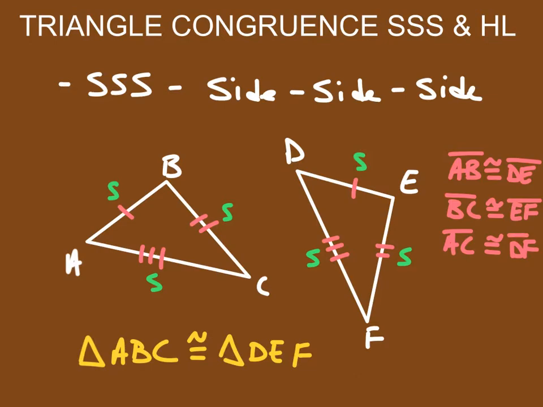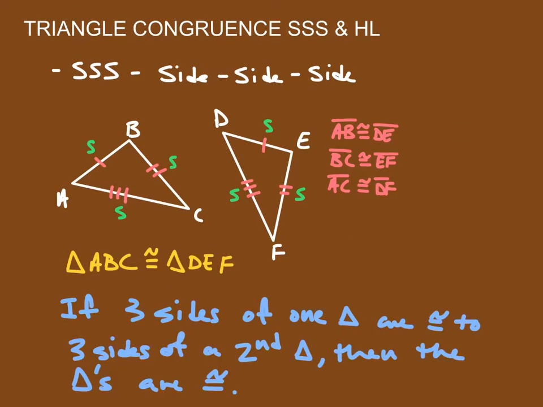So let's write out a definition for this. That definition states that if three sides of one triangle are congruent to three sides of a second triangle, then the triangles are congruent. All right, and that's the side-side-side triangle congruence theorem.